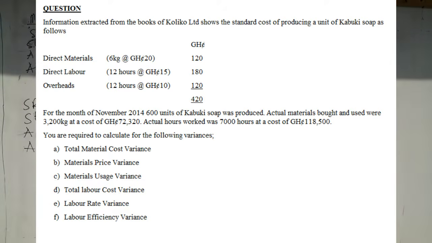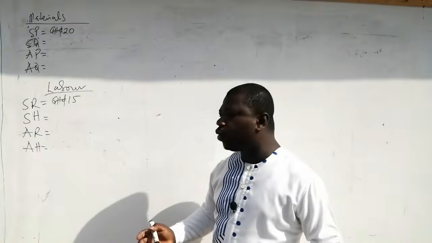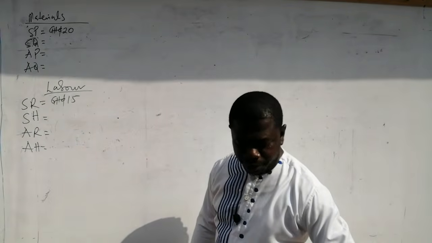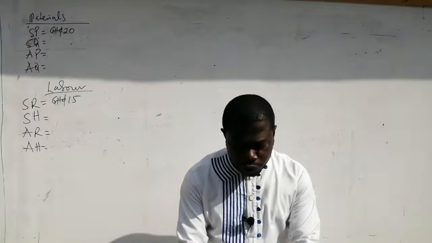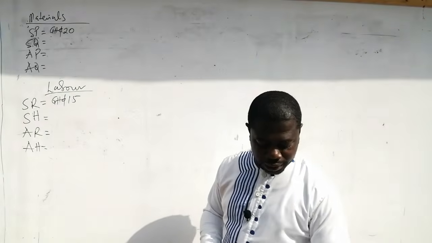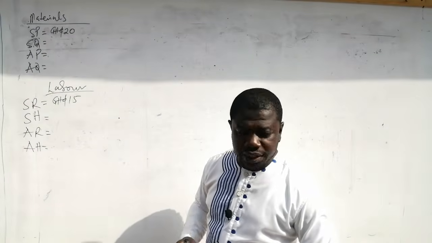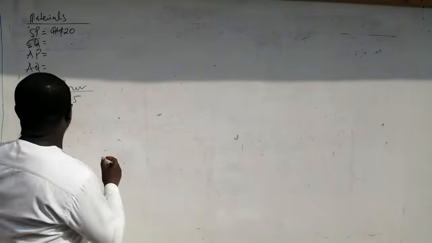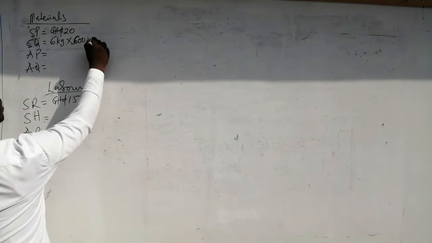And so down there, we are told that for the month of November 2014, 600 units of the kabuki soap was produced. And so to get the 6 kilograms of the standard for the whole production, you need to multiply that 6 kilogram per unit by the total number of units produced. And so all the time, the total number of units that is produced actually is our yardstick for calculating for the quantity and then the standard hours. And so for 6 kilogram per unit, if 600 units were produced, then it means that our standard quantity will be 6 kg multiplied by 600 units.